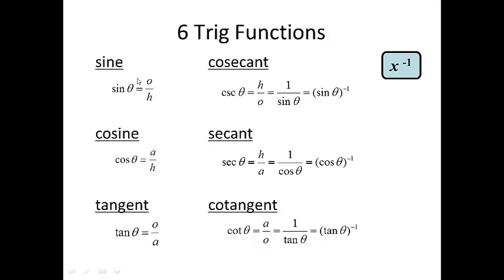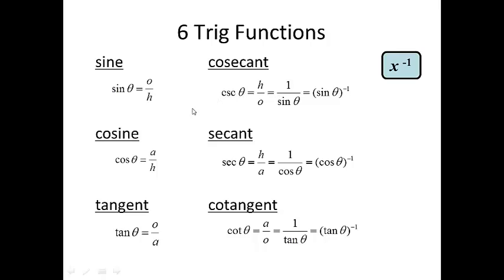SOHCAHTOA. And then we have the reciprocal trig functions. Cosecant, abbreviated as CSC, is the reciprocal of sine. So instead of opposite over hypotenuse, it'll be hypotenuse over opposite. And you can put that in your calculator this way. There is no button on your calculator for cosecant, so you put 1 over the sine of your angle. Or you can put in parentheses and use the reciprocal function. Your reciprocal function looks like this on your calculator.